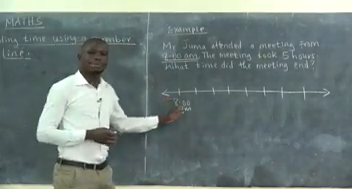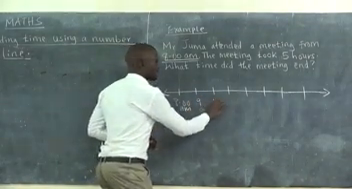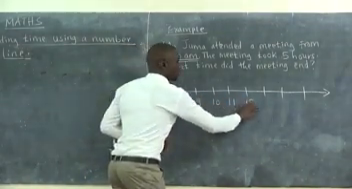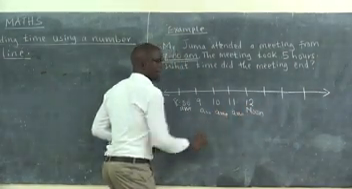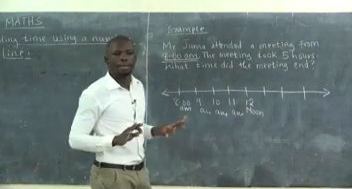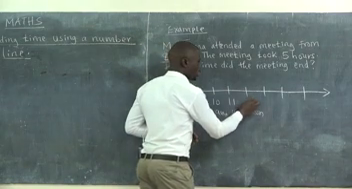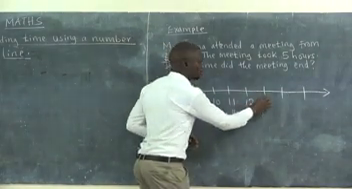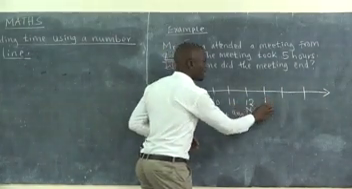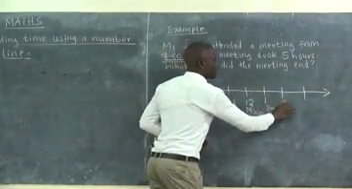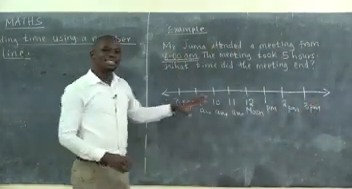Now from 8, what is the next hour? It is 9 a.m. The next one is 10, then 11, then 12 is noon. From noon, a.m. has ended. We begin p.m. Therefore, what time is it from 12? 1 hour from 12 will be 1 p.m. Then the next one is 2 p.m., then 3 p.m. Now that is just a number line.